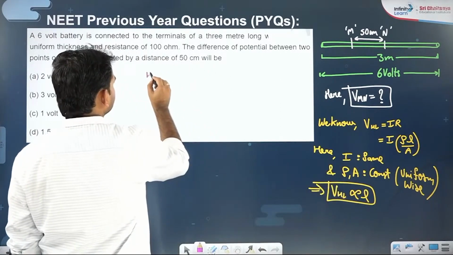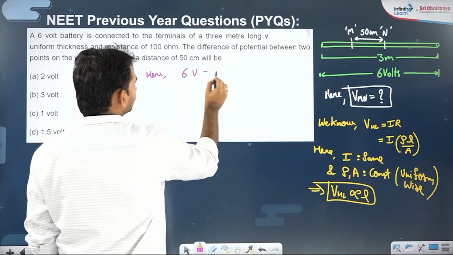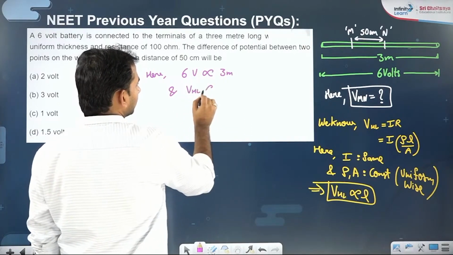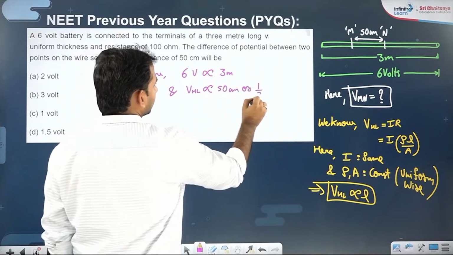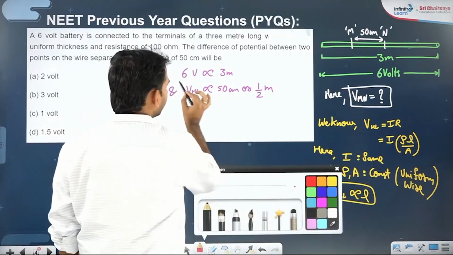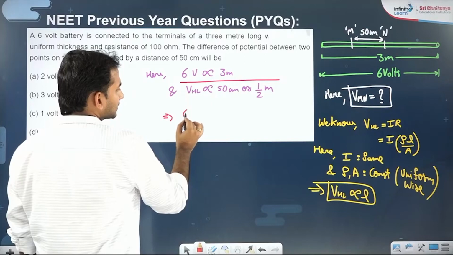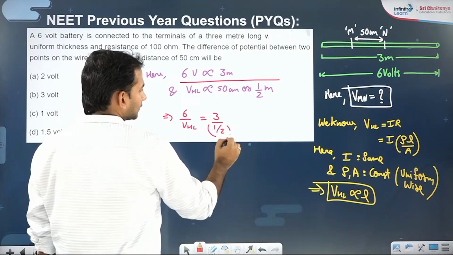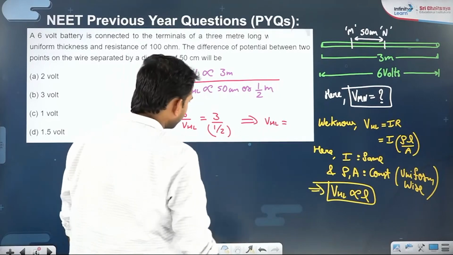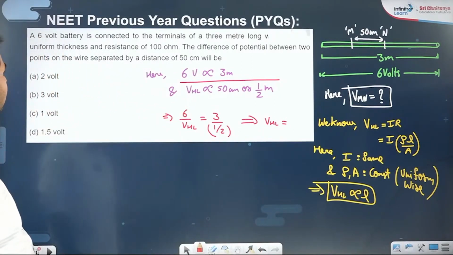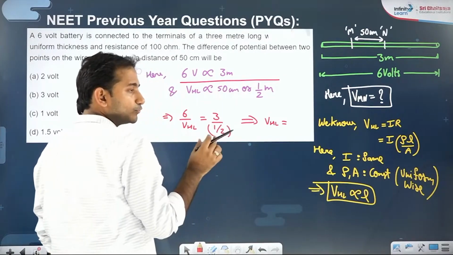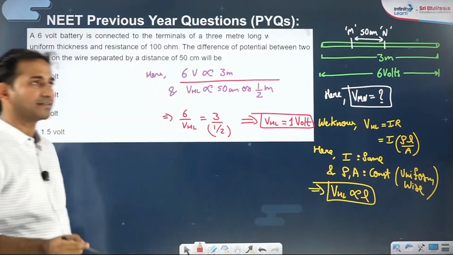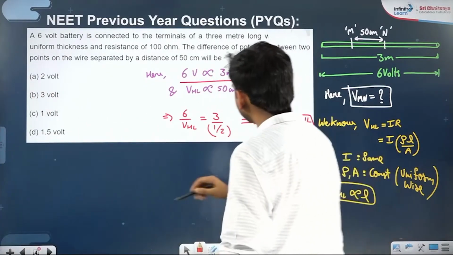What you can write here is, 6 volts is directly proportional to 3 meters, and V is directly proportional to 50 centimeters, or you can write it as half meter. Let us divide. The moment you divide this, you will get 6 by V is equal to 3 by half. This simply means that V is going to be, you have 6 volts and 3 meters, so 2 volts and 1 meter, and from here 1 volt and half meter, 50 centimeters. I hope you got the logic. All right. So the correct option is 1 volt.